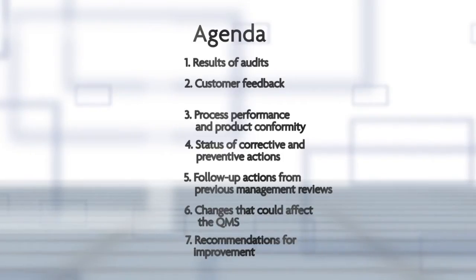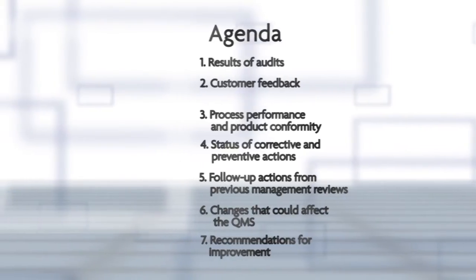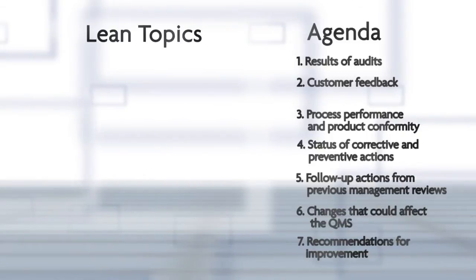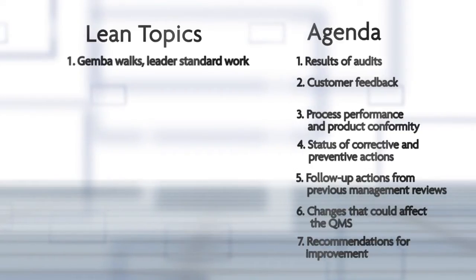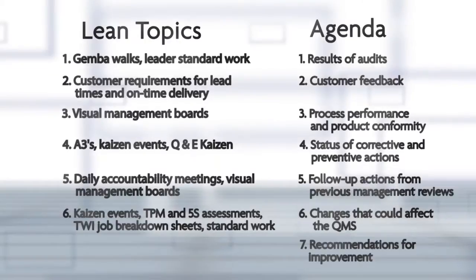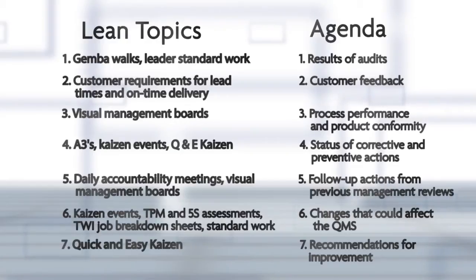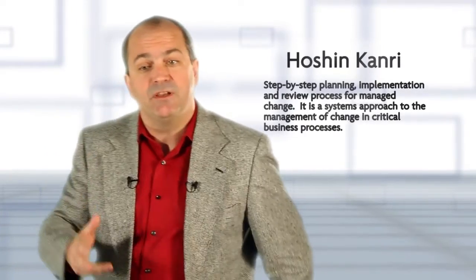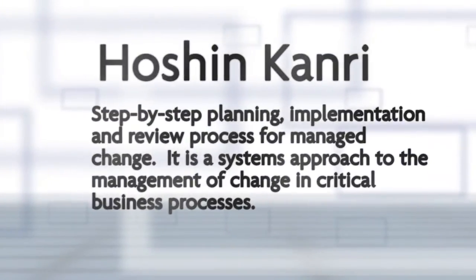So let's look at the relationship between the Lean topics and the agenda itself. So results of audits, as an example. Well, that could be the results of Gemba walks. That could be the results of doing our leader standard work. And finally, of course, we have recommendations for improvement. And those we have quick and easy Kaizens. So you see that the standard management review agenda and the Lean topics and the Lean cultural elements fit together very well. It is a step-by-step planning, implementation, and review process for managed change. Very important that it's managed change.